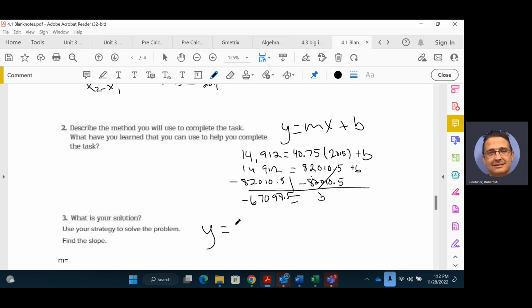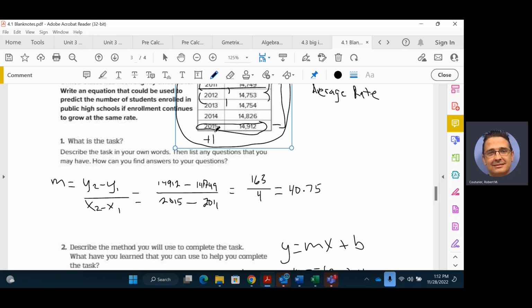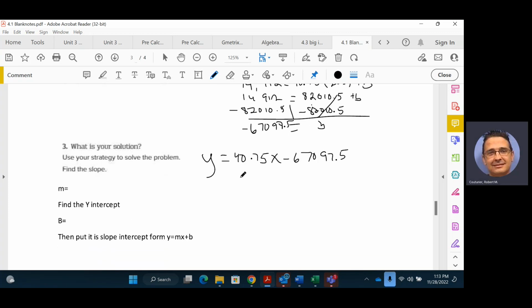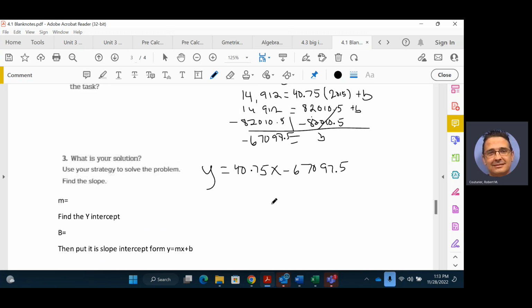Y equals 40.75x minus 67,000.5. And now you could predict if they want to say, what's the average population going to be in, let's say, 2016, right? Because they want to know, like, what do you think this could be? Is this even accurate? Let's test it.